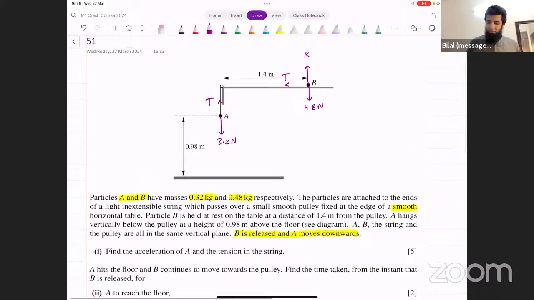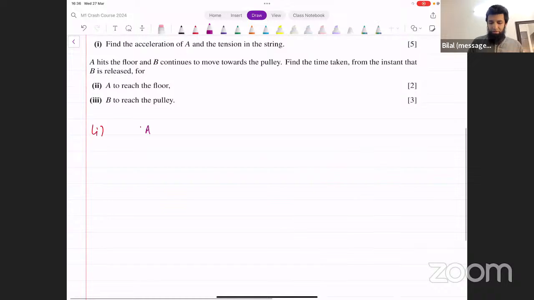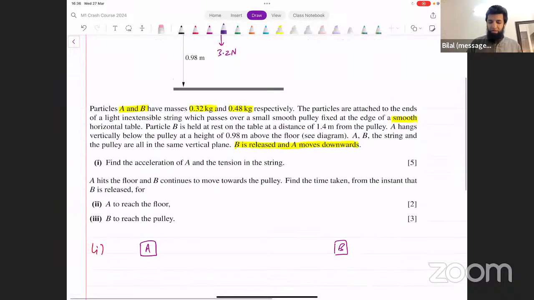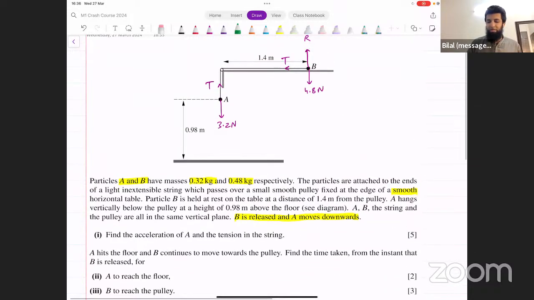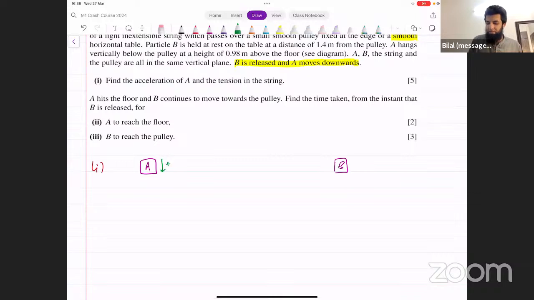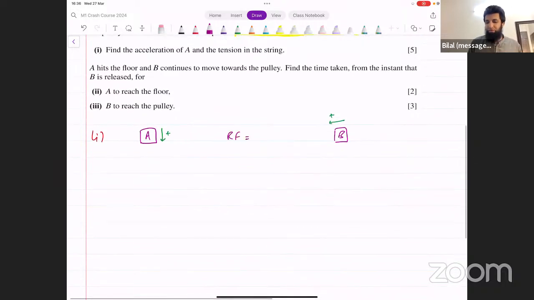Now, let's just apply Newton's second law of motion on each of those particles one by one. It looks quite straightforward, actually. The first part, A is moving downwards. So we say the downward direction should be positive for that. B is moving towards the left side. So we're saying left is positive for B. Just apply Newton's second law of motion on each of them separately.